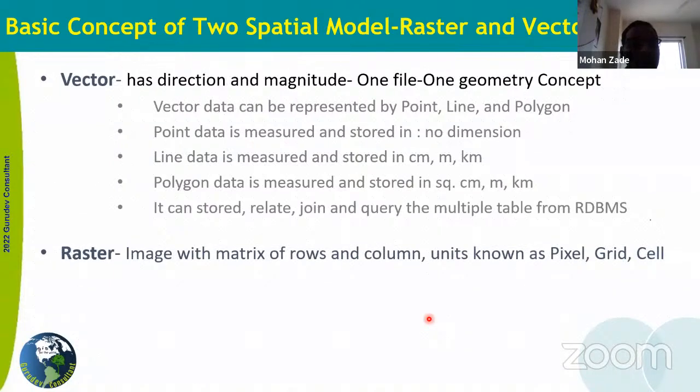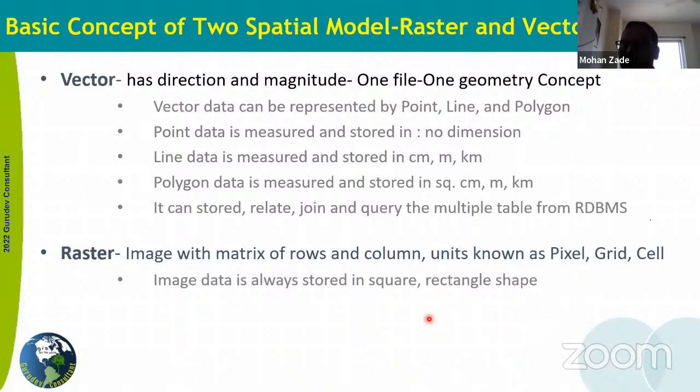Apart from vector, a raster is a matrix of rows and columns, and each unit is known as a pixel, grid, or cell. It's all of them: cell, pixel, grid. A pixel is also known as a picture element, so the short form of picture element is pixel. The image data is always stored in a square or rectangular shape.